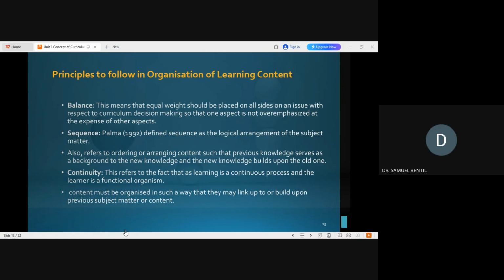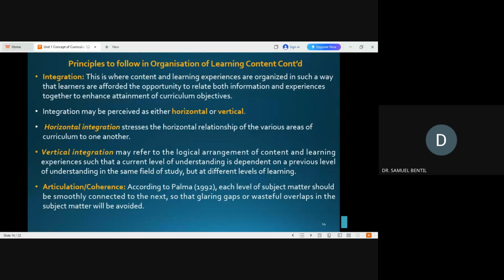Okay. Then we have the integration principle. Anytime you hear the word integration, it's about fusing, blending. And here we are saying that at every point in time, there should be a point where content and learning experience must be fused, blended in a way that will follow a certain logical thought and experience for the learners.